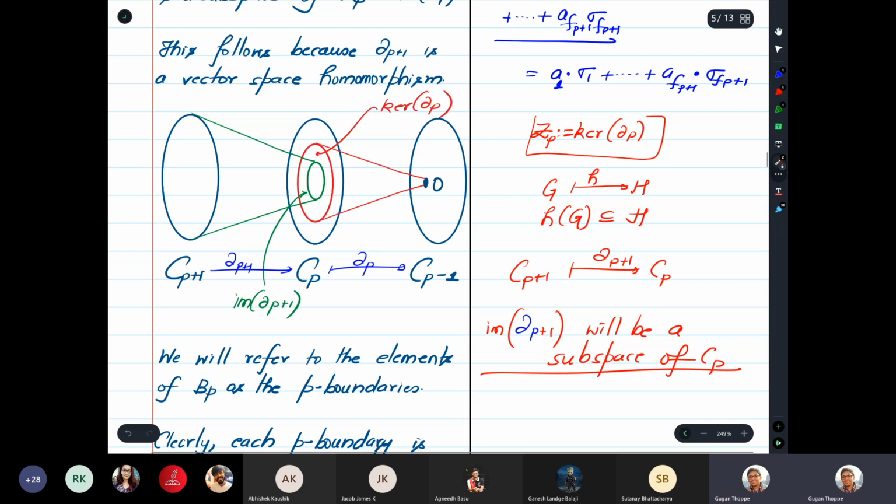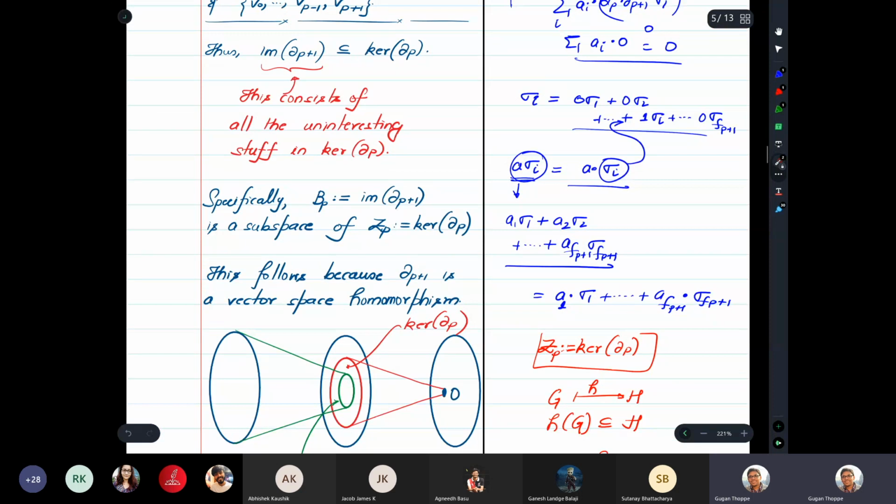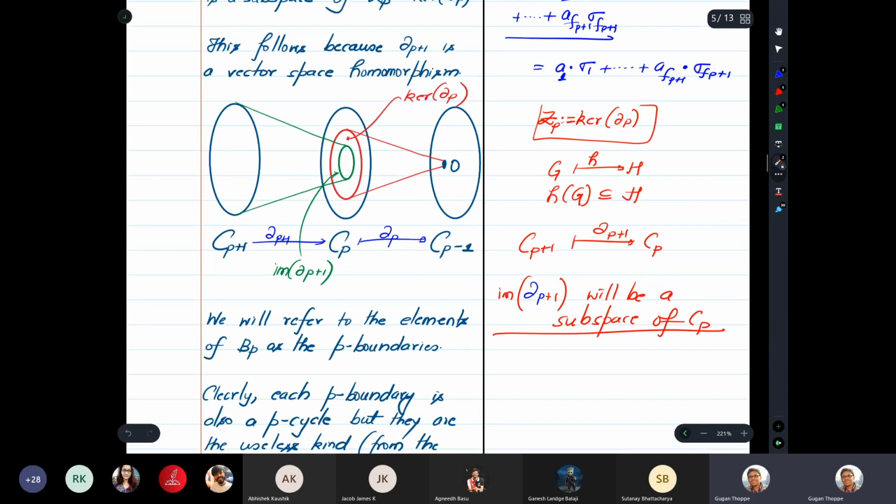So now, what is this green region over here? Okay, so this green region over here is the image of ∂_{p+1}, right? So the filled green region is the image of ∂_{p+1}. As you can notice, this green region is drawn as a subset of C_p, right? Because the image of ∂_{p+1} will indeed be a subset of C_p. But what we also know is that this image of ∂_{p+1} is also a subset of the kernel of ∂_p, right? So what I have now drawn is this red region over here, which corresponds to the kernel of ∂_p, right?